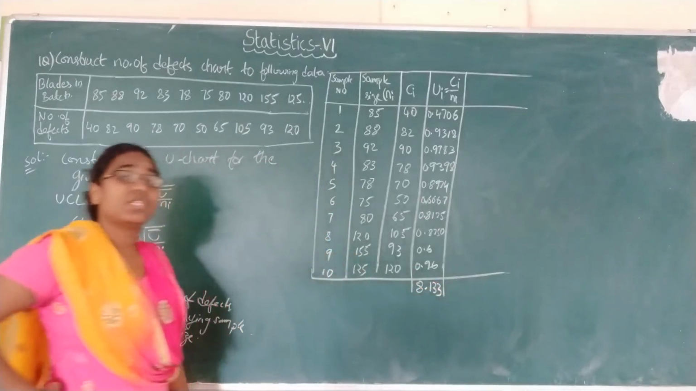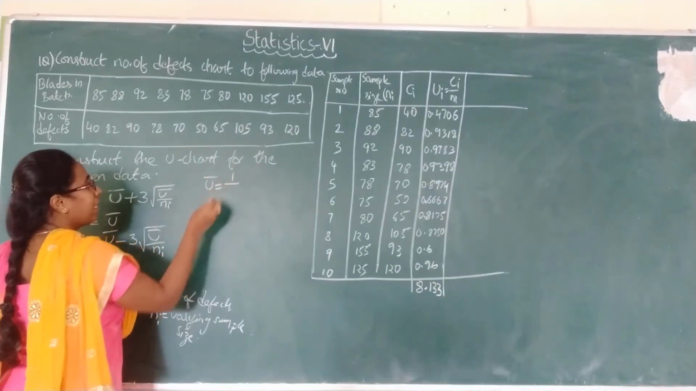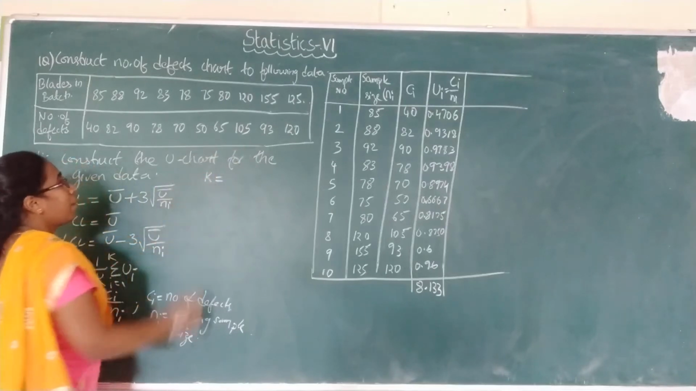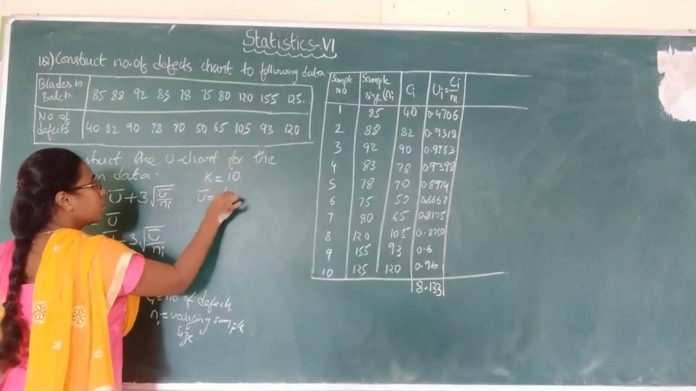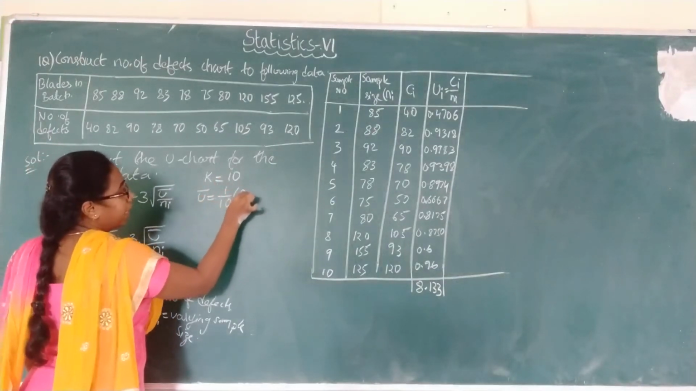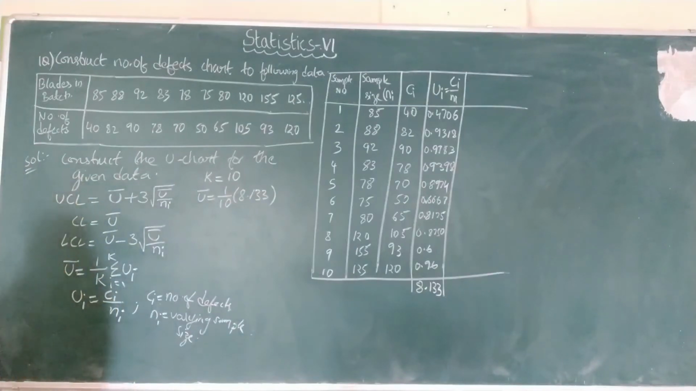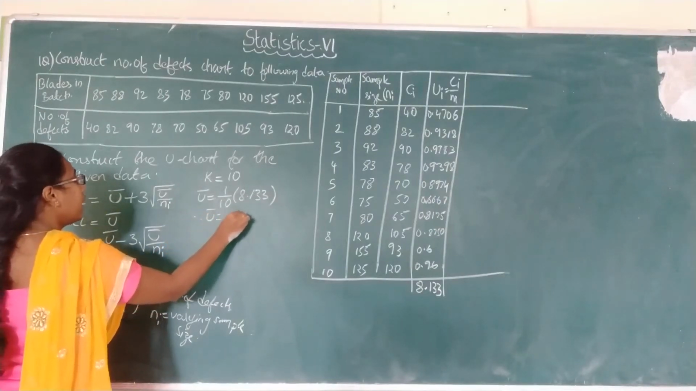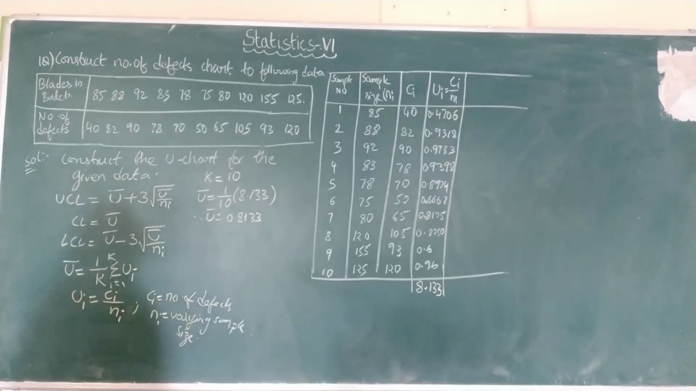From this, you find the U bar value, 1 by K. What is the K value? K equals the number of samples, that is 10 samples are given. So U bar equals 1 by 10 into 8.133. You will get the U bar value as 0.8133. Therefore U bar equals 0.8133.